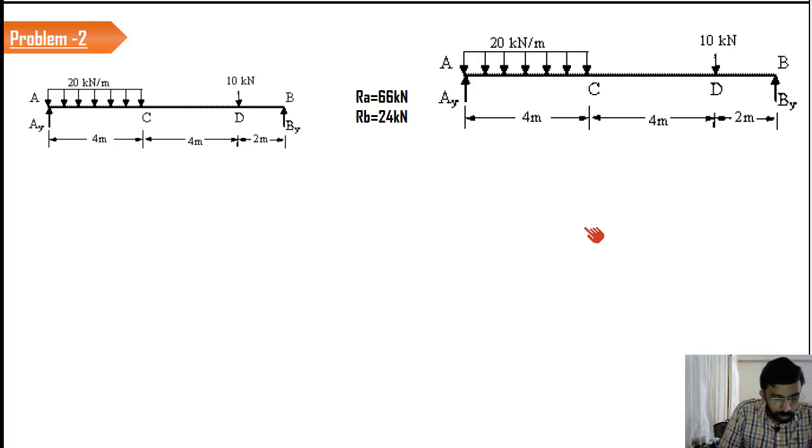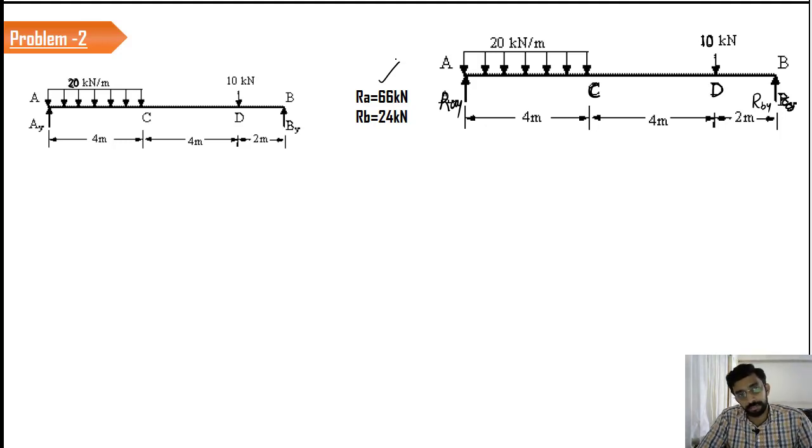So the total length of the beam is 10 meters, and we have a load of 20 kilonewton per meter, and we have 2 reactions. Let us rename these as RAY and RBY. And we have two other points, C and D here. We have 10 kilonewton. First of all, we have to calculate the reactions. I'm not going to do that particular step because that's the same as what we have done in mechanics. So I will name this load as 66 and this as 24.